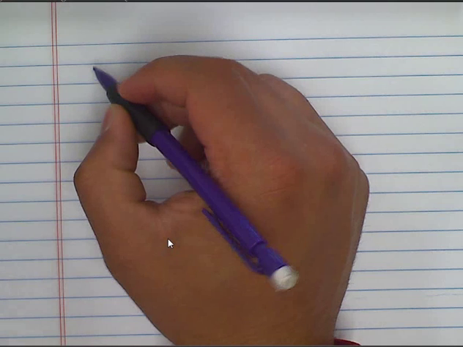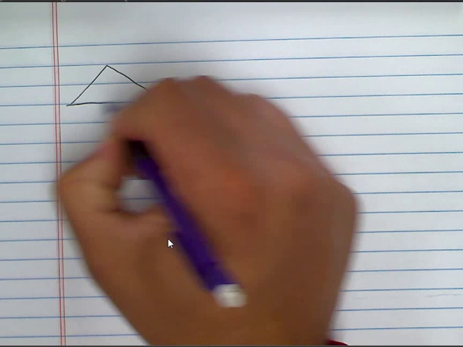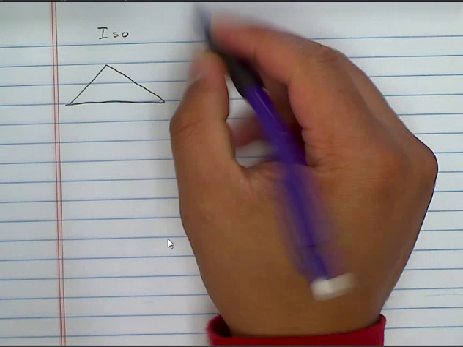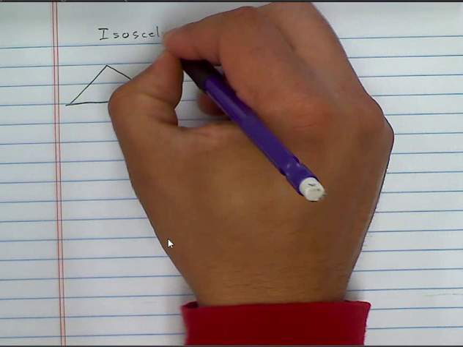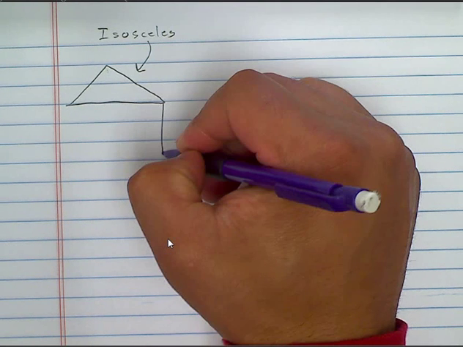Alright, so we're going to do number 7 on your optimization sheet. Perimeter is given of a rectangular window with a triangle part on top of it. So we're going to call this triangle isosceles, and this is just a rectangle.